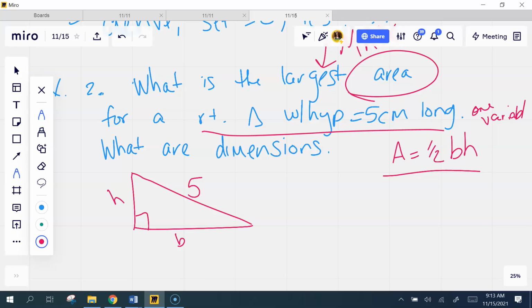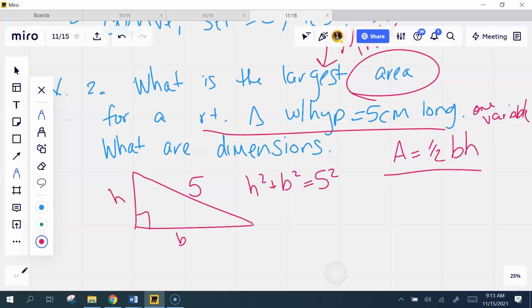So what I'm going to do is I'm going to say, okay, well, I know by Pythagorean theorem, you're absolutely right, that h squared plus b squared equals 5 squared. Do you all agree with that? So then do you also agree that h squared is 25 minus b squared? So h is the square root of. Agree or disagree?